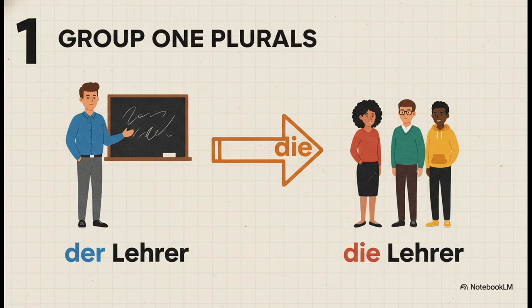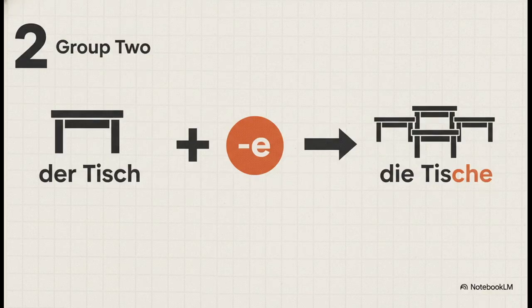See? Simple? All right, next up is group 2. This one is super, super common. All you do is add an E to the end of the noun. So der Tisch, the table, becomes die Tische, the tables. You're going to see this pattern everywhere.